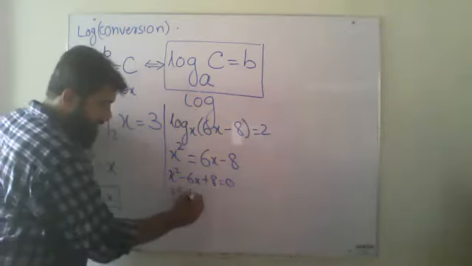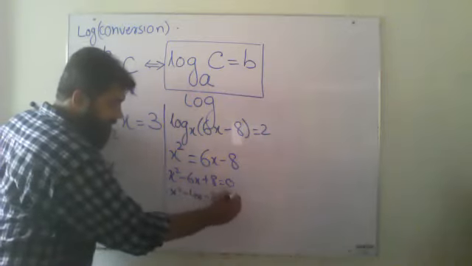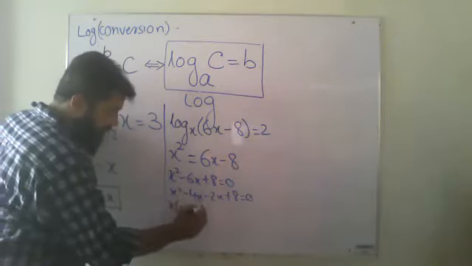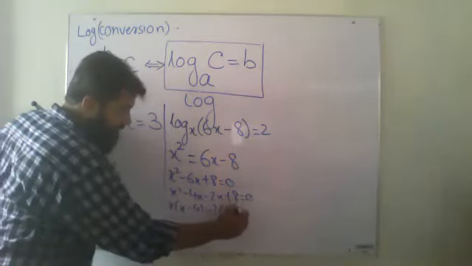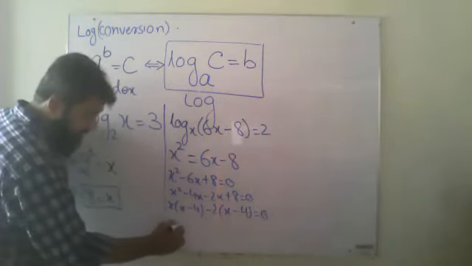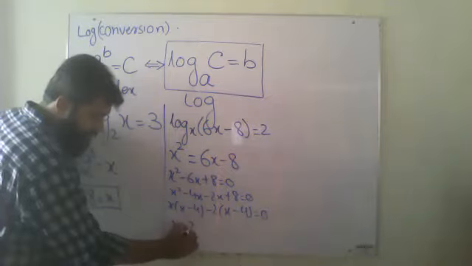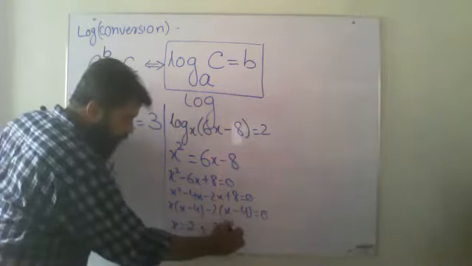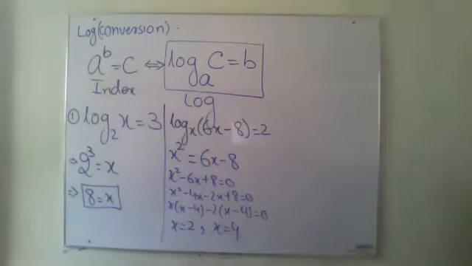x square minus 4x minus 2x plus 8 equals 0. x common, x minus 4, minus 2 common, x minus 4 equals 0. So when I simplify it, either the value of x is going to be 2 or the value of x is going to be 4. There can be two answers.